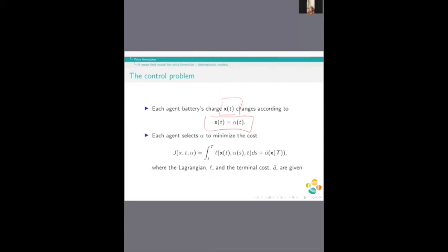And their cost has two parts. One, which is, let's say, a running cost that takes into account the trading costs, the storage costs, and so on. And you have a terminal cost, which is something that encodes your terminal preferences. So at the end of the time horizon, capital T, you'll have a certain stock, X of T, or a certain storage or charge, and you value it in some way.